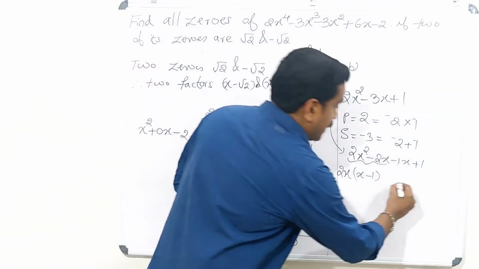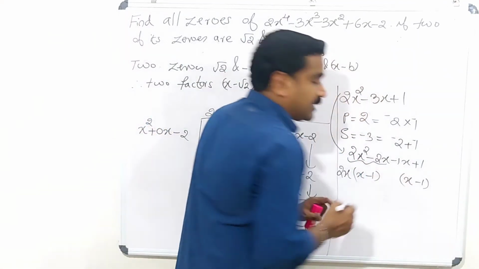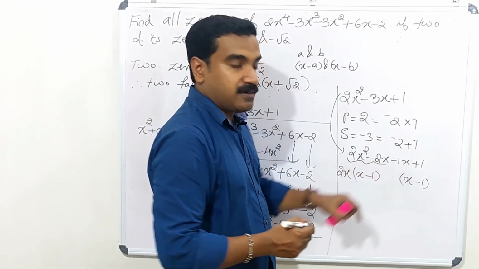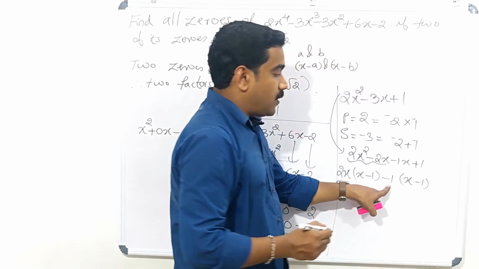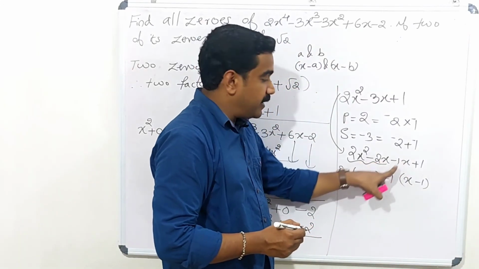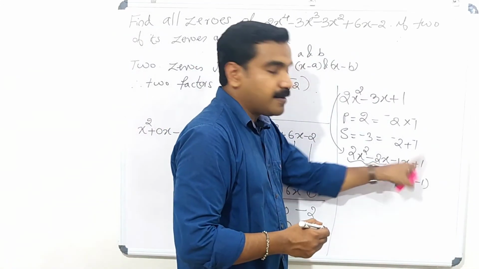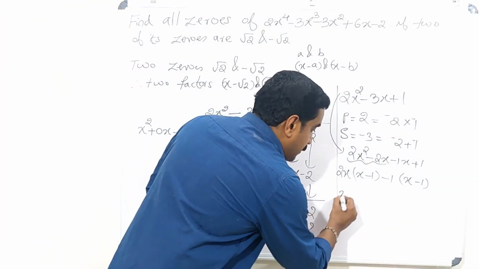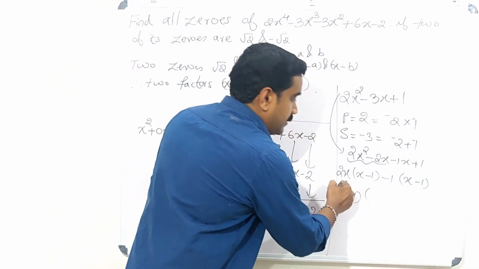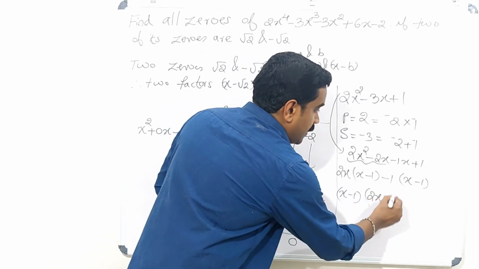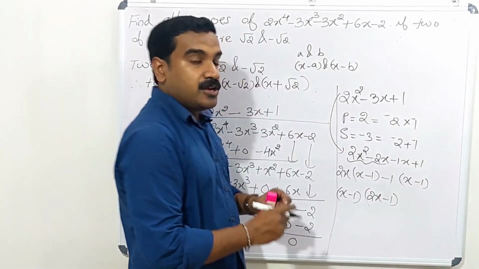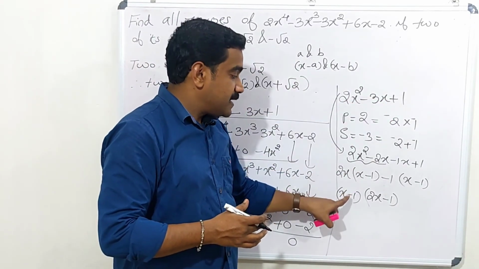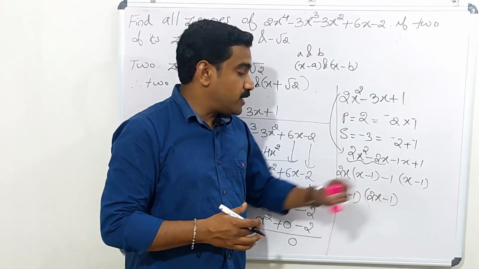Then we repeat the same bracket here, x minus 1. Check the third term: minus 1x. Minus 1 into x minus 1x, minus 1 into minus 1 is plus 1. Now what is common? x minus 1 is common. Write x minus 1. What is remaining? Here 2x, and here minus 1. Now we factorize 2x square minus 3x plus 1 as x minus 1 into 2x minus 1.